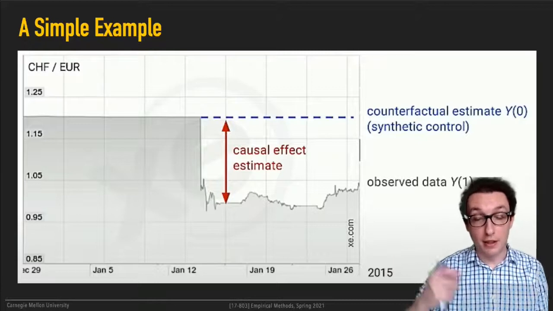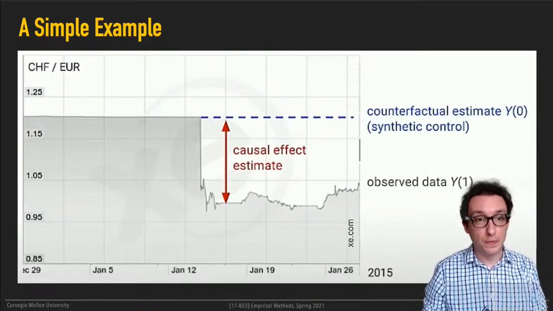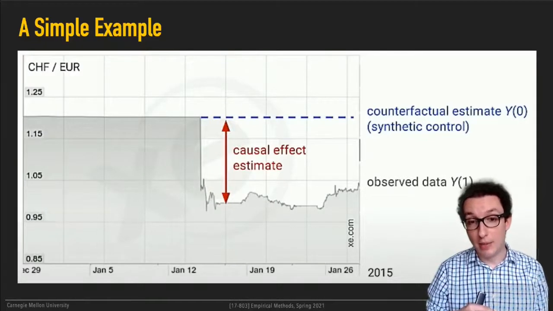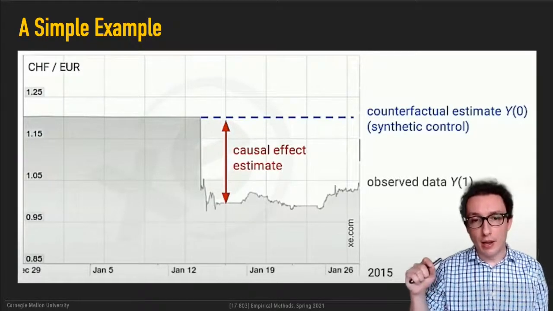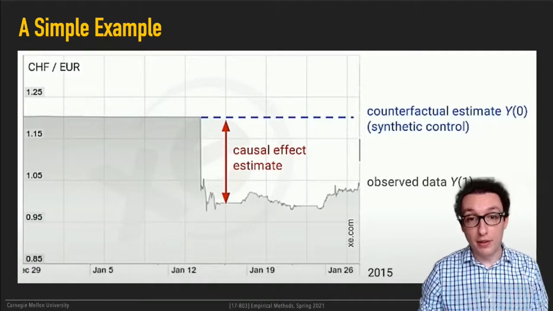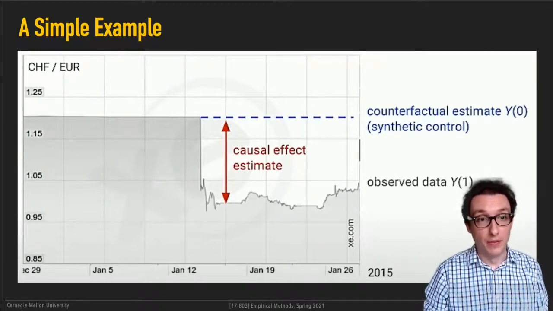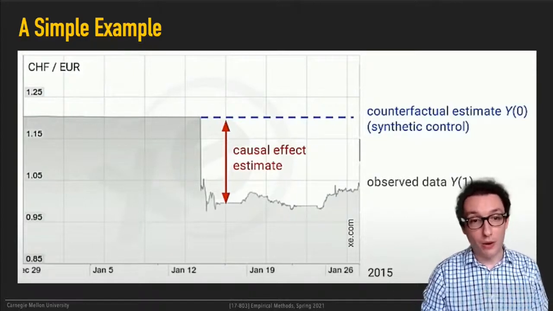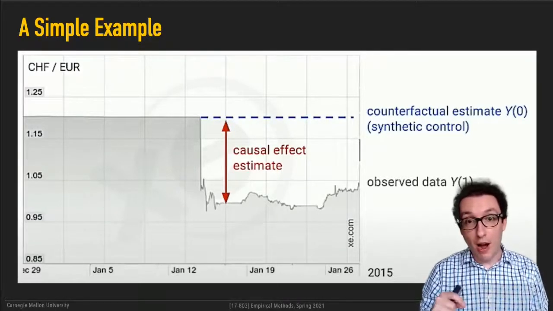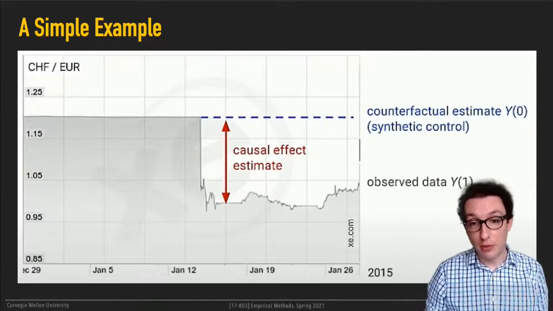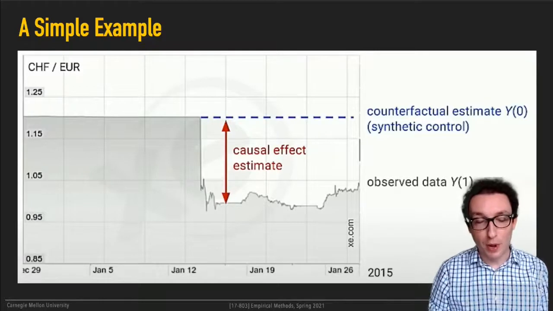And after that, they just let the Swiss franc float and be subject to market forces and whatnot. So this is a very clean example of counterfactual reasoning, because it's quite clear what the counterfactual estimate would have been had the intervention not been present. Looking at how that time series evolved before the intervention, we can be very confident of how it would have evolved after, had there not been an intervention. It would have continued to be flat, because the exchange rate was fixed by construction.